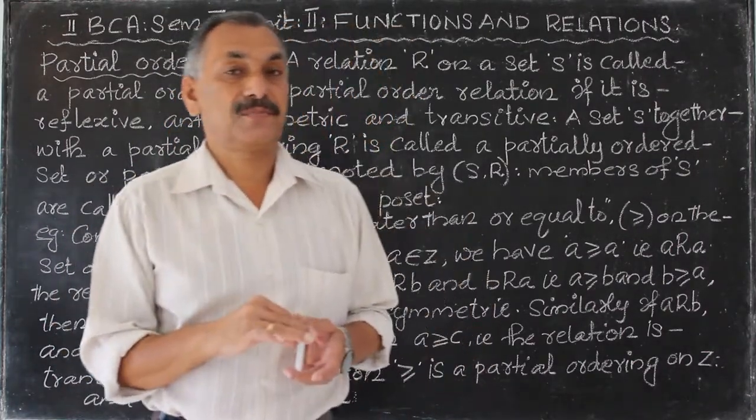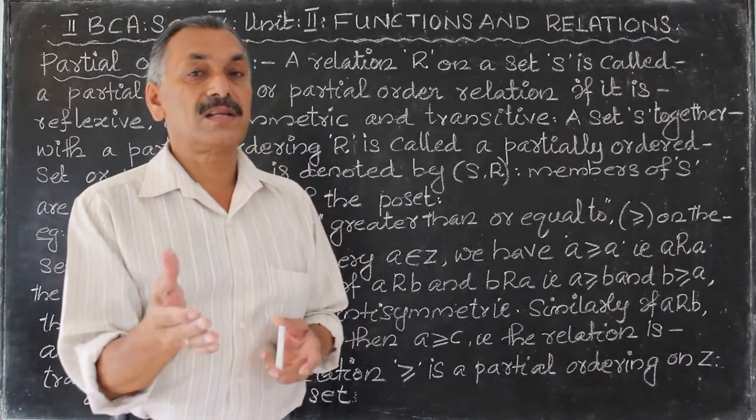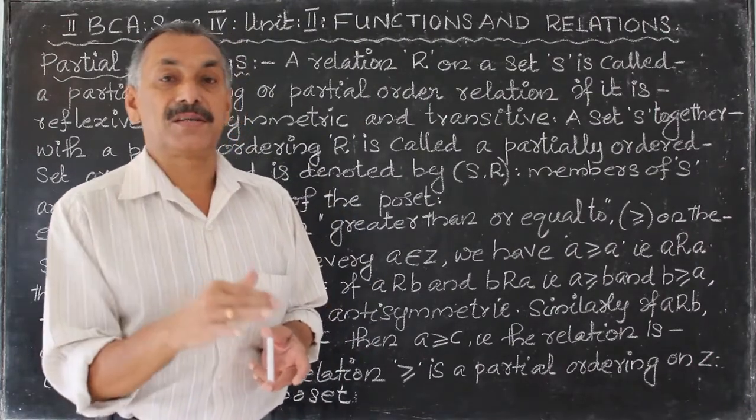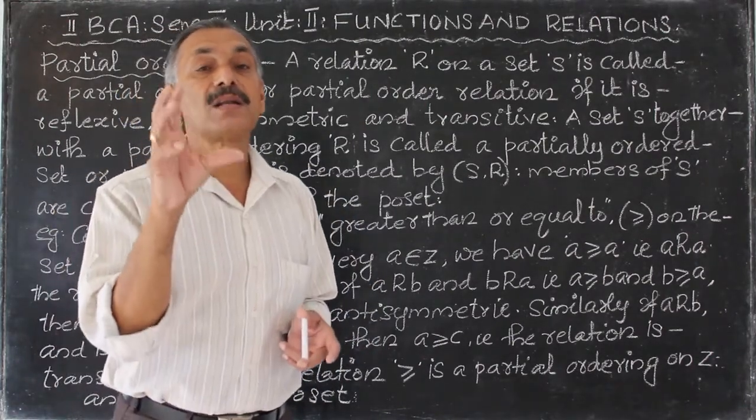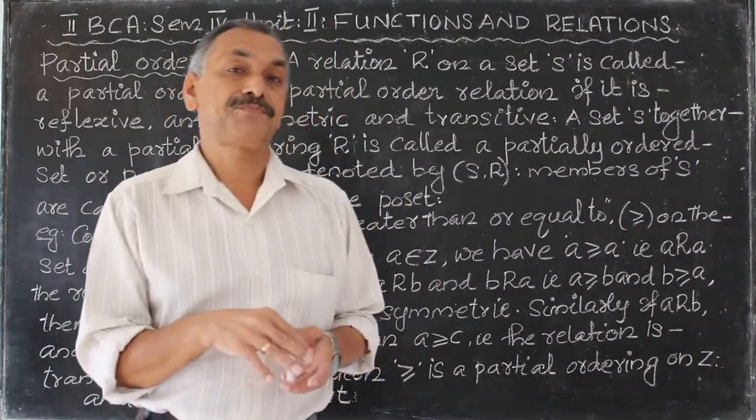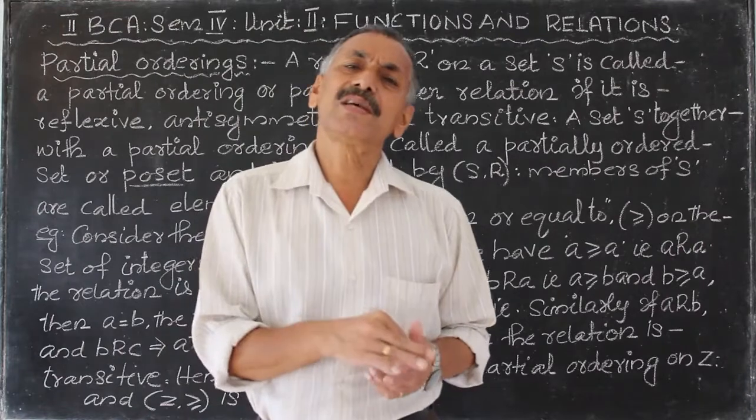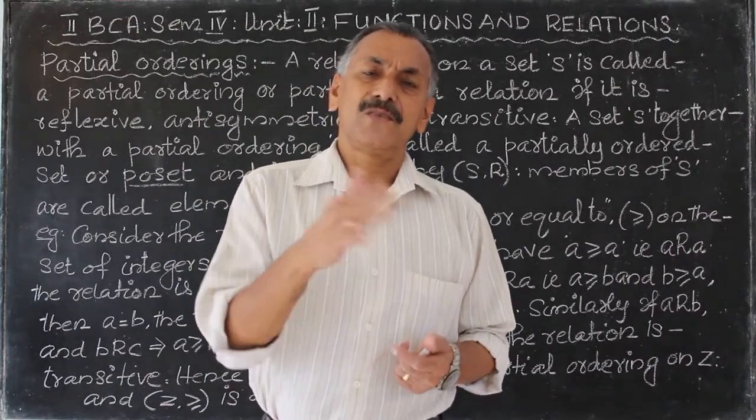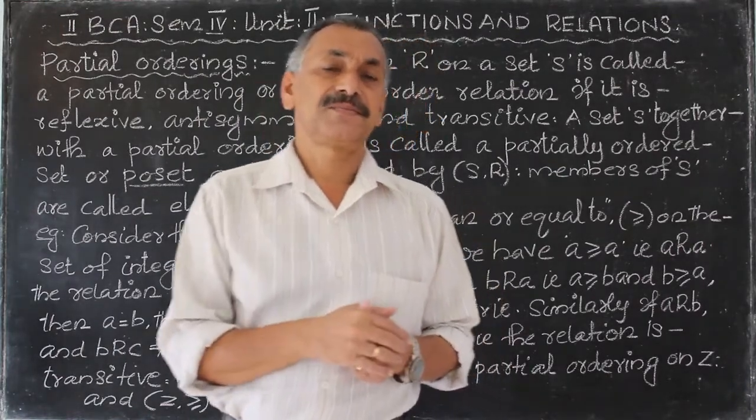equivalence relation. Now we consider another property of relations known as the partial order relation, or partial ordering. We consider the set of positive integers.